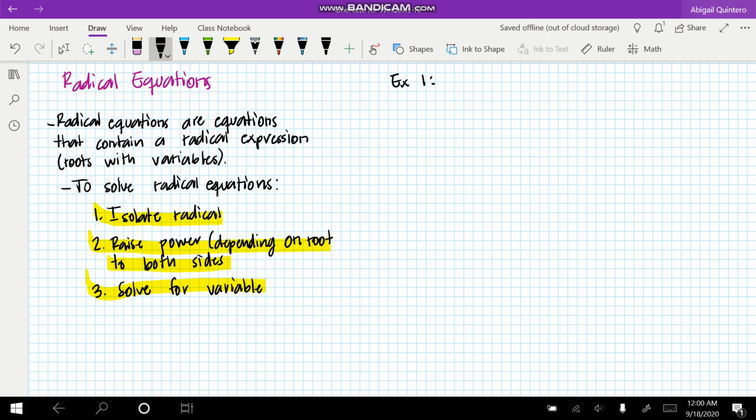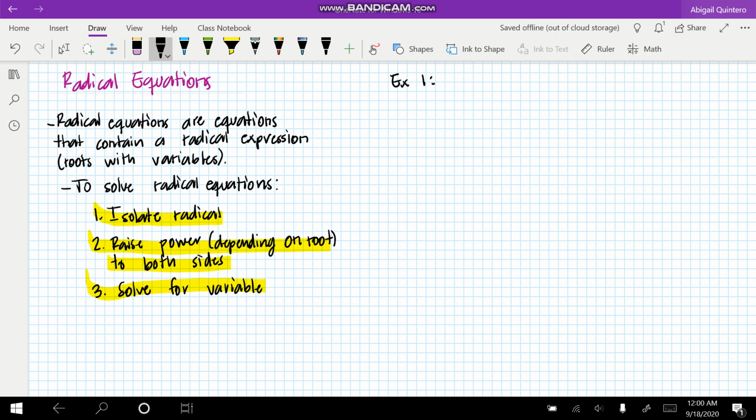First one is to isolate the radical, or the root, then raise the power depending on the root. So for instance, if we have a square root, then the power that we're raising to is 2. If we have a cubic root, then we're going to do a power of 3. If we have a root of, let's say, 10, then you're going to do a power of 10.